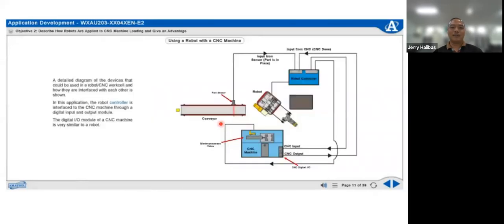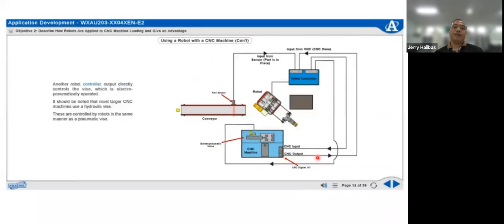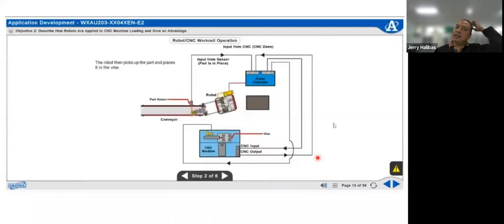Okay, there is a question. Let's proceed. Here is a detailed example of using a robot for a CNC machine in production. There are different sections: a conveyor, probably the input for your workpieces, and of course there is a sensor. Then you have the CNC machine. Then of course the robot controller is emphasized, with the wiring to the robot. There is a diagram. Step 1: the robot picks up the part and places it into the vise.